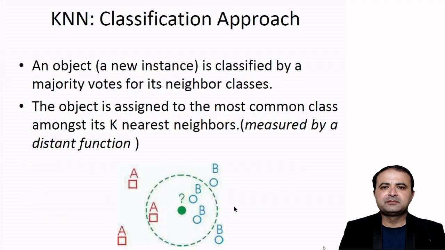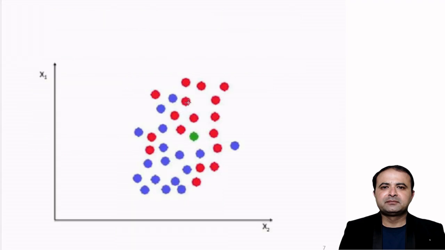KNN classification approach. If I'm talking about an object, a new instance is classified. Like there are two types of data. If a new instance comes, it is classified by the majority vote of its neighbor classes. Now we have the green value, and I want to calculate which is the nearby value.